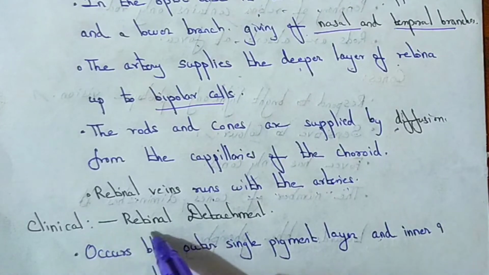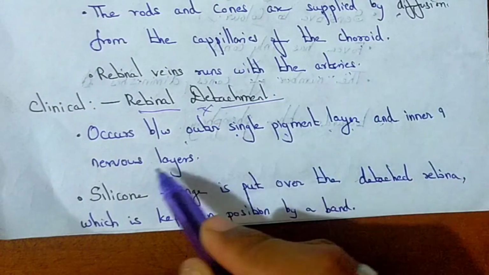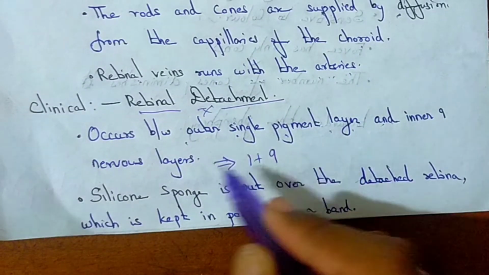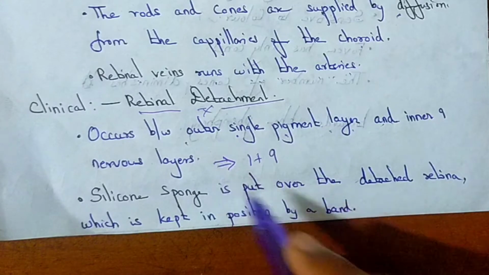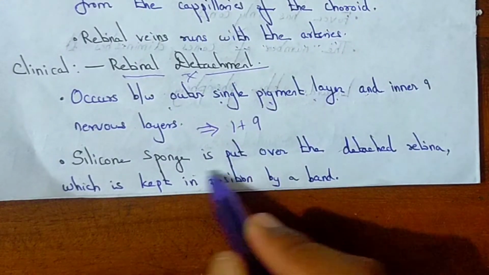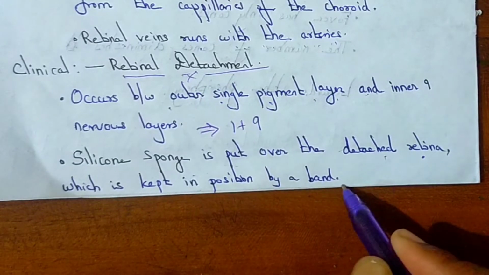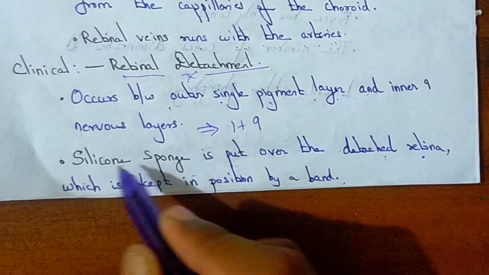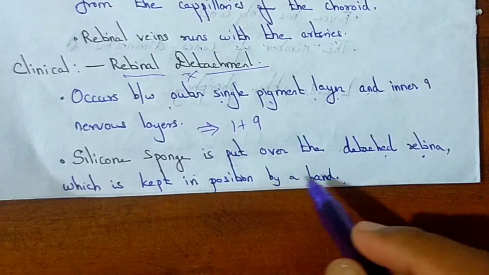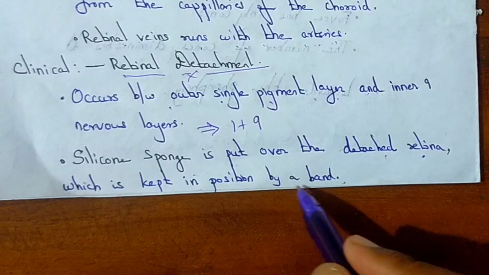Now let's see the clinical aspect. Retinal detachment occurs between the outer single pigmented layer and the inner 9 nervous layers. The outer pigmented layer is separated from the inner 9 nervous layers. The silicon sponge is put over the detached retina, which is kept in position by a band. Got it? The silicon sponge is what they use.